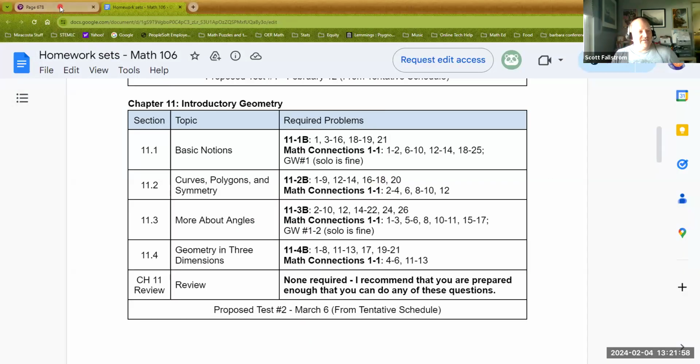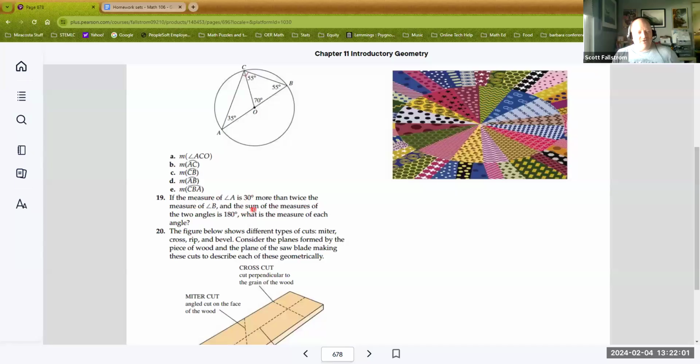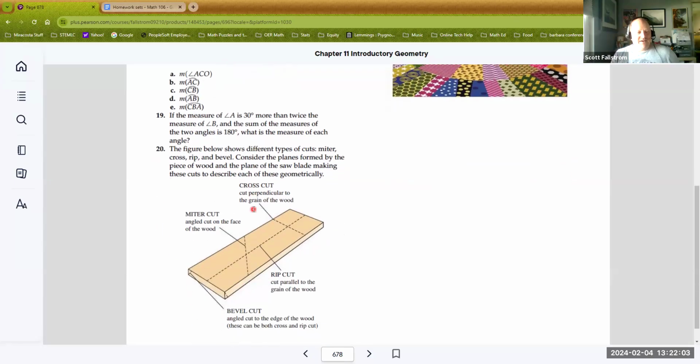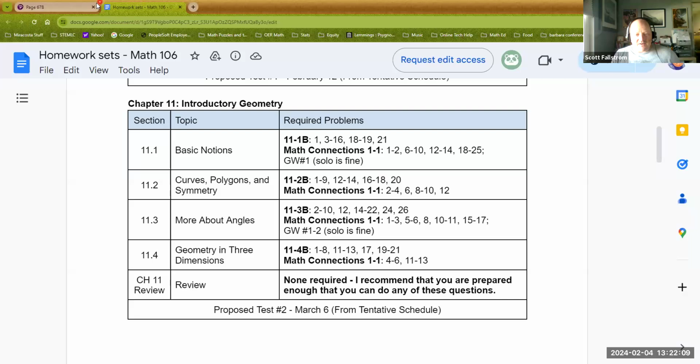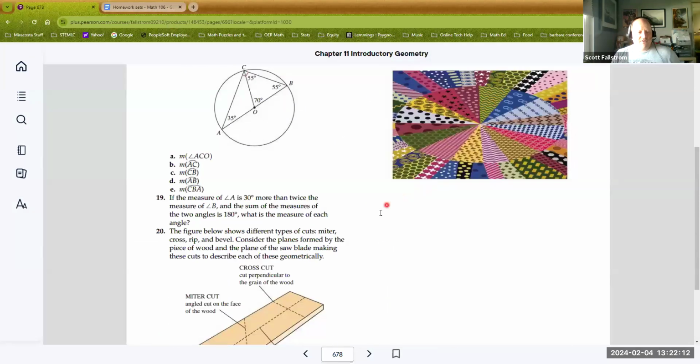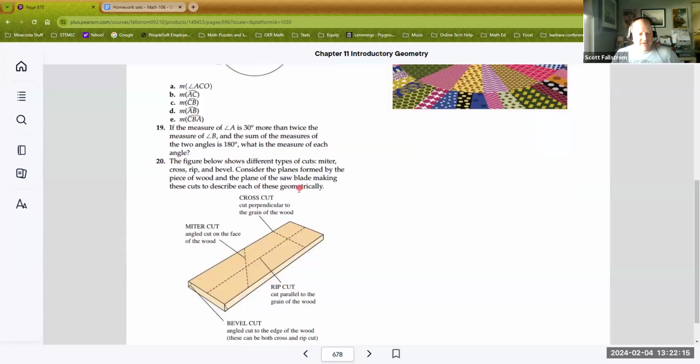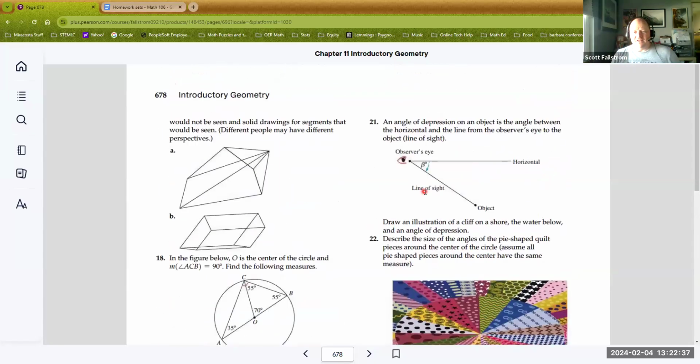Let's see, what else did I do? 19, I think I skipped 19. Oh, dang, I skipped that one. Oh, because I gave you the one on the previous page. Number 20, bevel cut, miter cut, rip cut. And I said, yeah, I want you to do this one. There we go. Consider the planes formed by the piece of wood and the plane of the saw blade making, and describe each of those cuts geometrically. Okay, use the terms that we have done, right, to determine what are we actually cutting as we go. And I think that was it. That was the last one that I did.